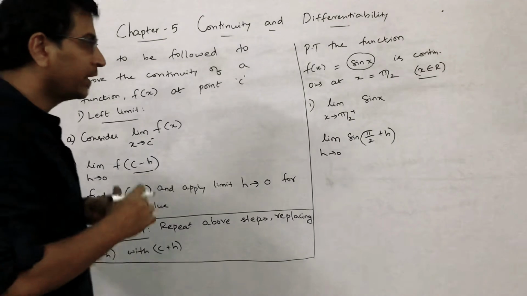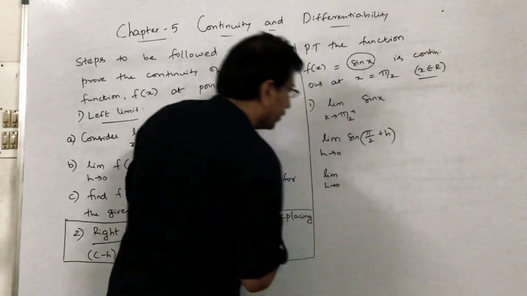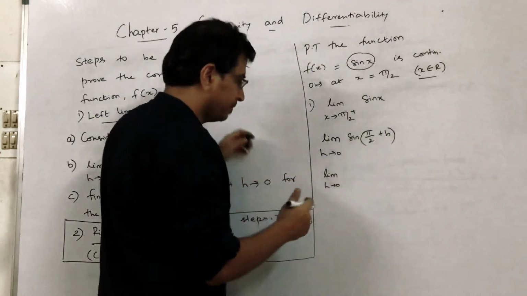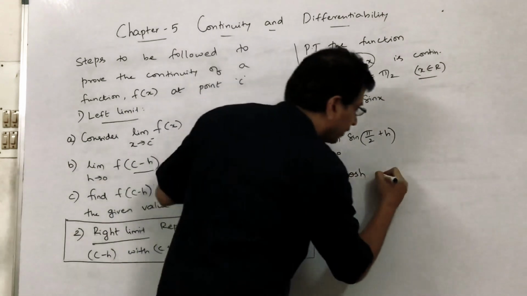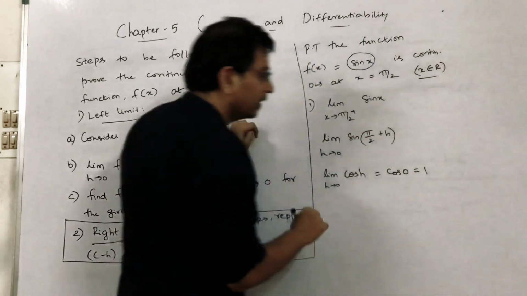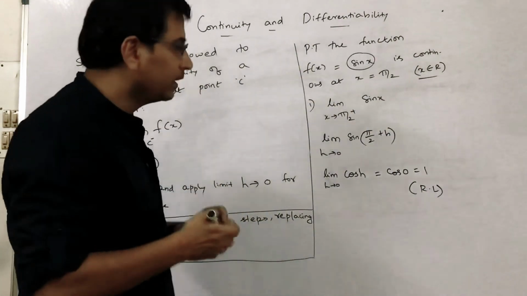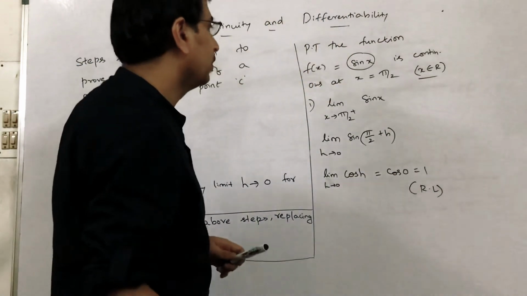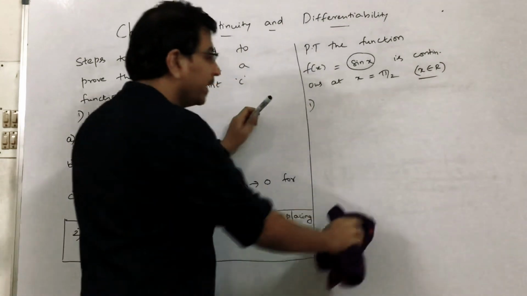So what is sin of pi by 2 plus h? Limit h tends to 0, sin of pi by 2 plus h is also cos h. Now you substitute the value here, this will be equal to cos 0. What is the value of cos 0? Cos 0 is 1. So this is the value of the right limit. Remember, left limit came out as 1, the right limit also has come out as 1. Now we will find the function value.